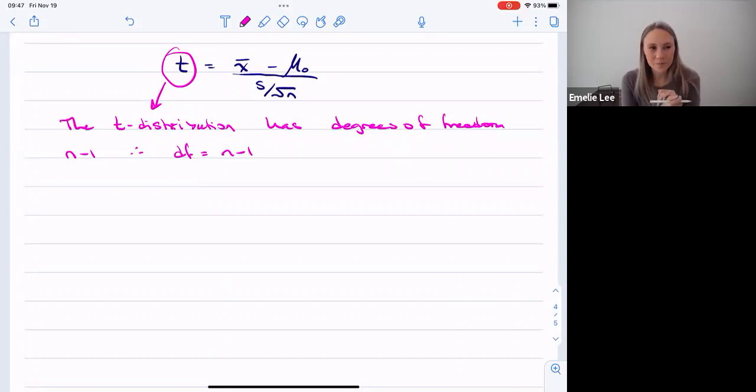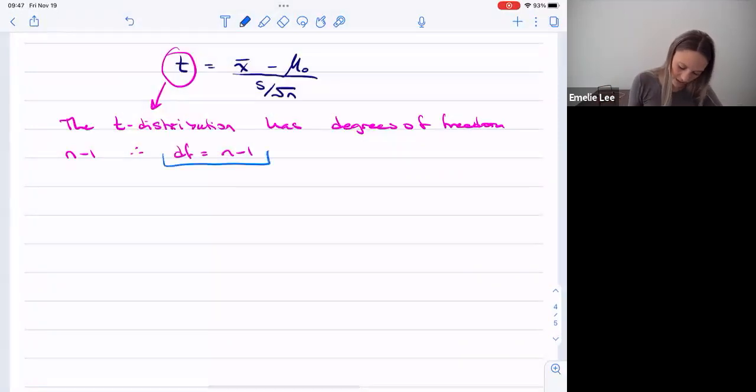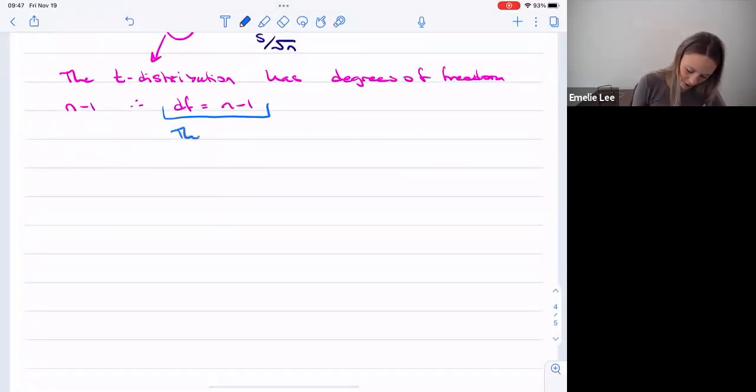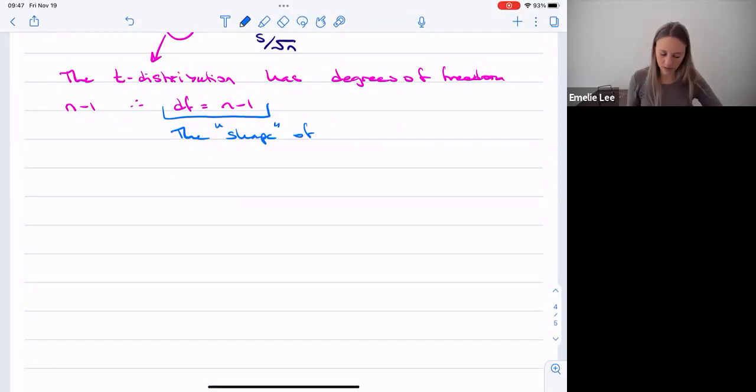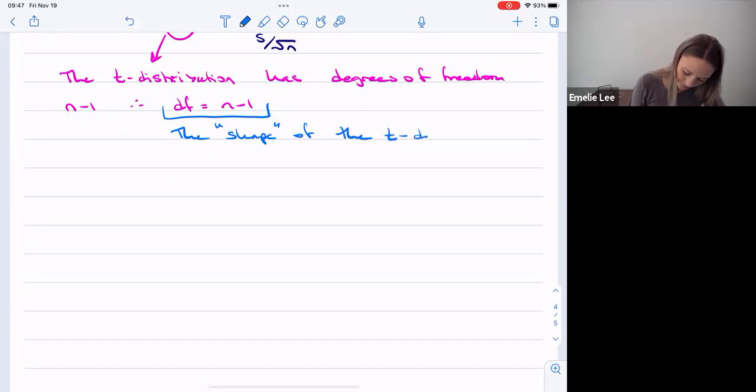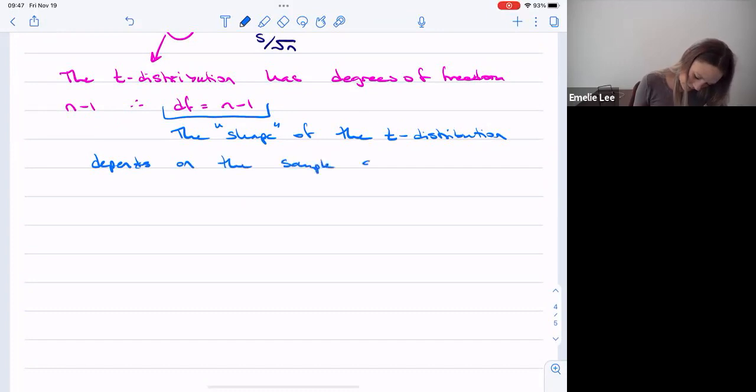And so the t distribution has n-1 degrees of freedom, which means the shape of the t distribution depends on the sample size, right? And so here, what this is saying is that the shape of the t distribution, I'll put air quotes around the shape of the t distribution, depends on the sample size.